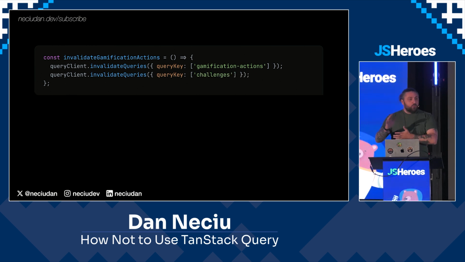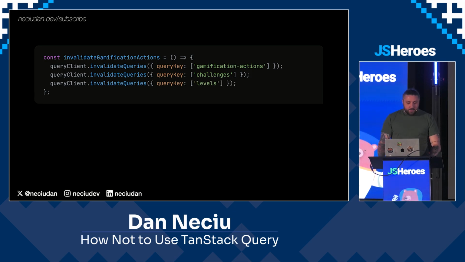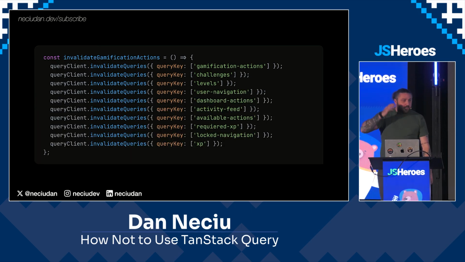Then two, we needed to see which challenges are available and have been completed by the user. Then we wanted to see the level the current user is in, and you get the point. We just kept adding more and more inside of this function. And after we call this function every time a gamification action happens, and there were over 100 of them, triggered from all sorts of places inside of the code base.